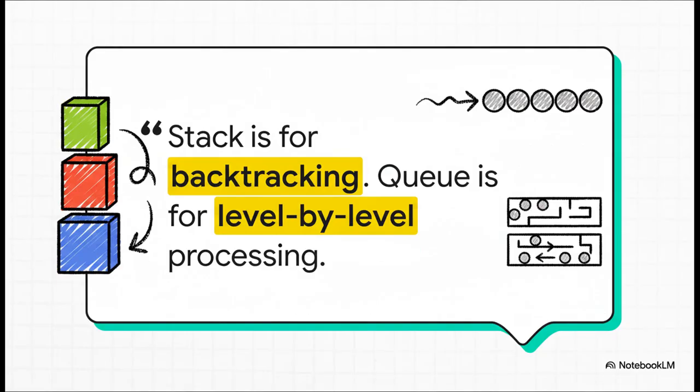So, if you're going to remember just one thing from all this for your exam, let it be this. A stack is for backtracking. Think going down a maze and having to retrace your steps. A queue is for level-by-level processing. Think exploring every single room on one floor of a building before moving to the next floor.